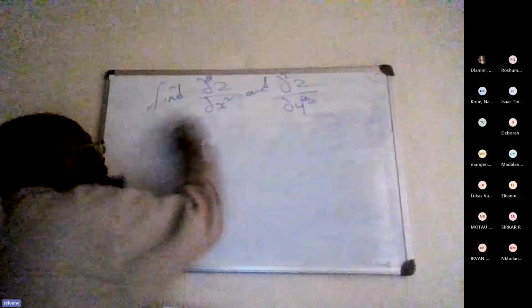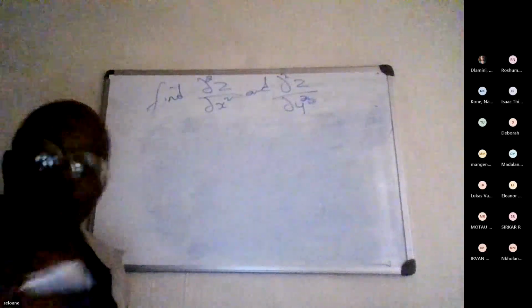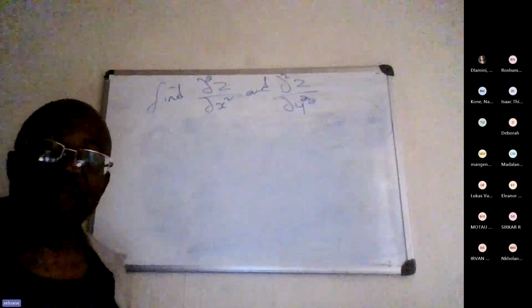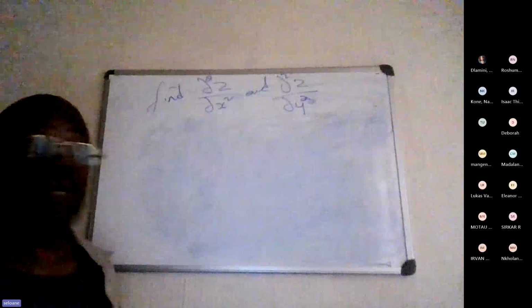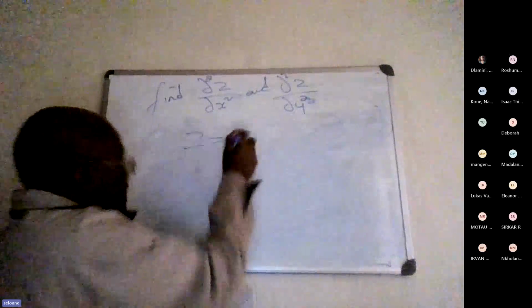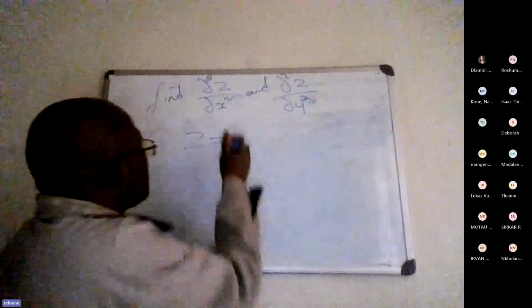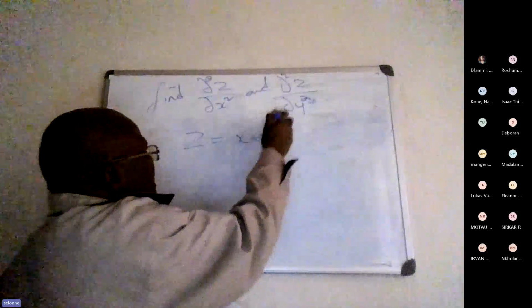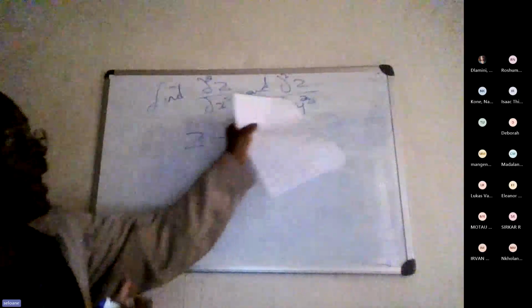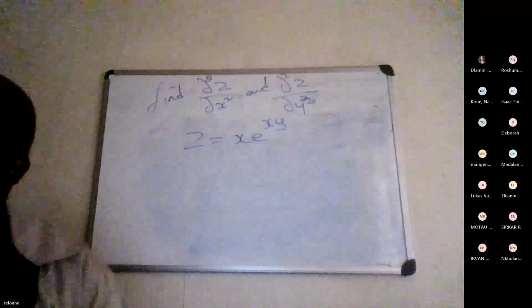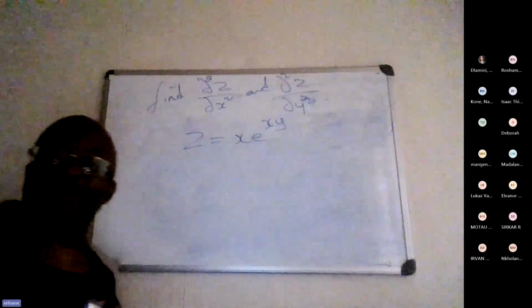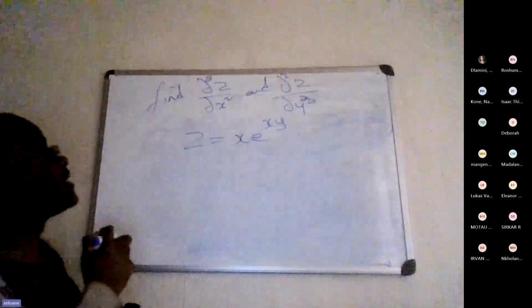Now, find these two, given it is. But remember, all the partial derivative rules still hold. They say your function is z equal to x e exponent xy. Find this one and find this one. Let us just keep up the pace.